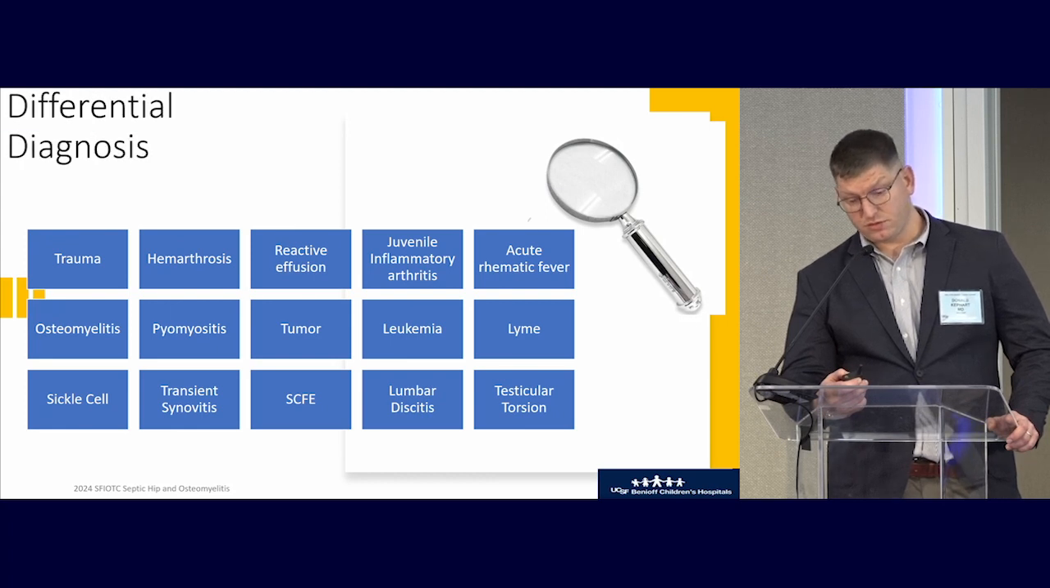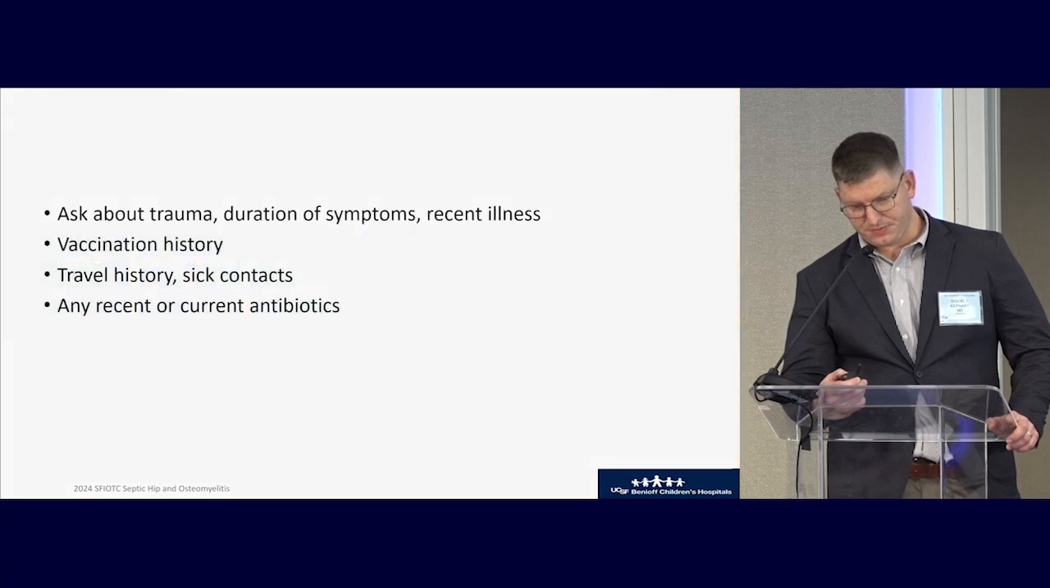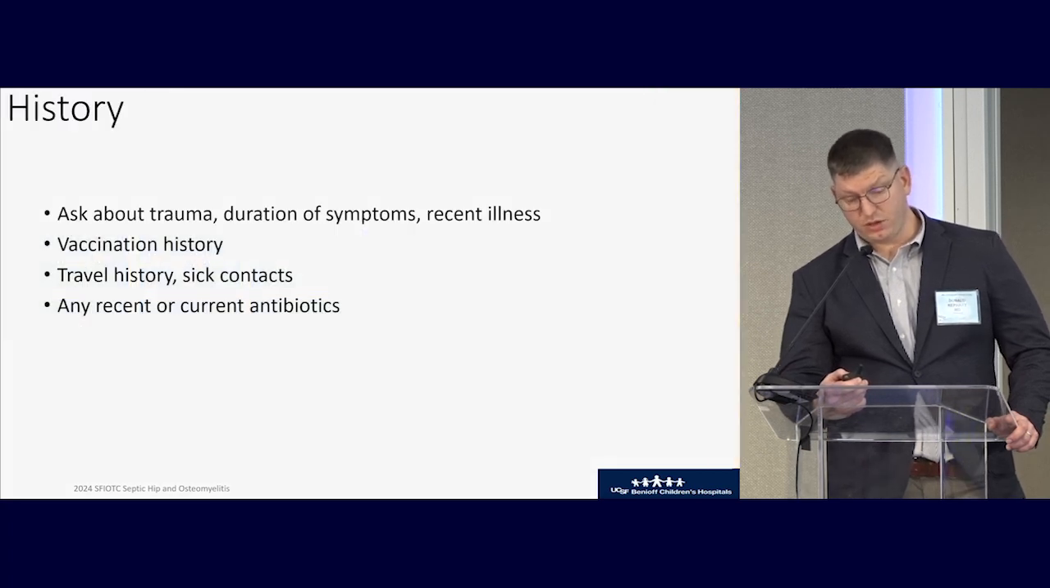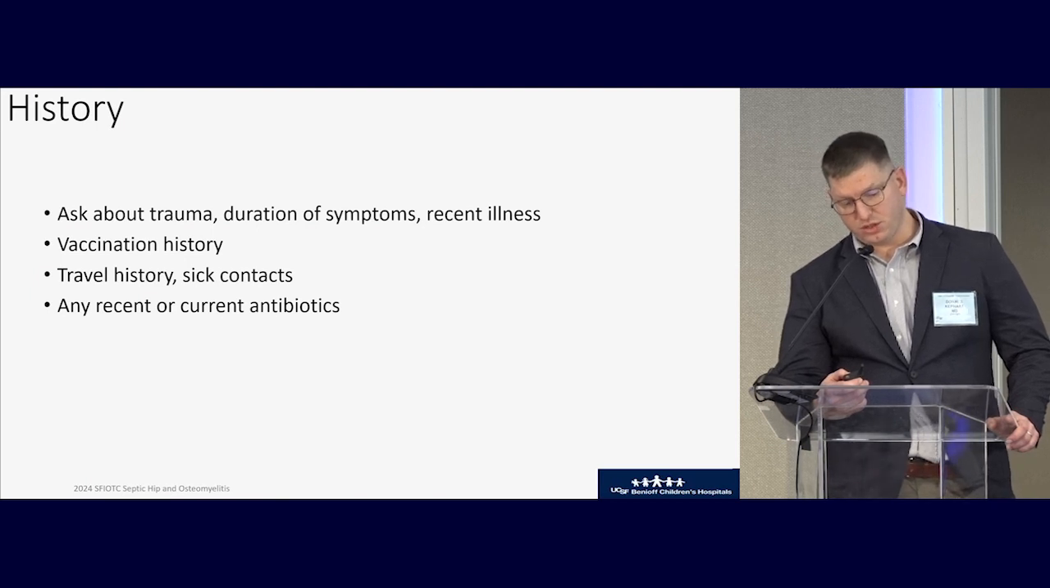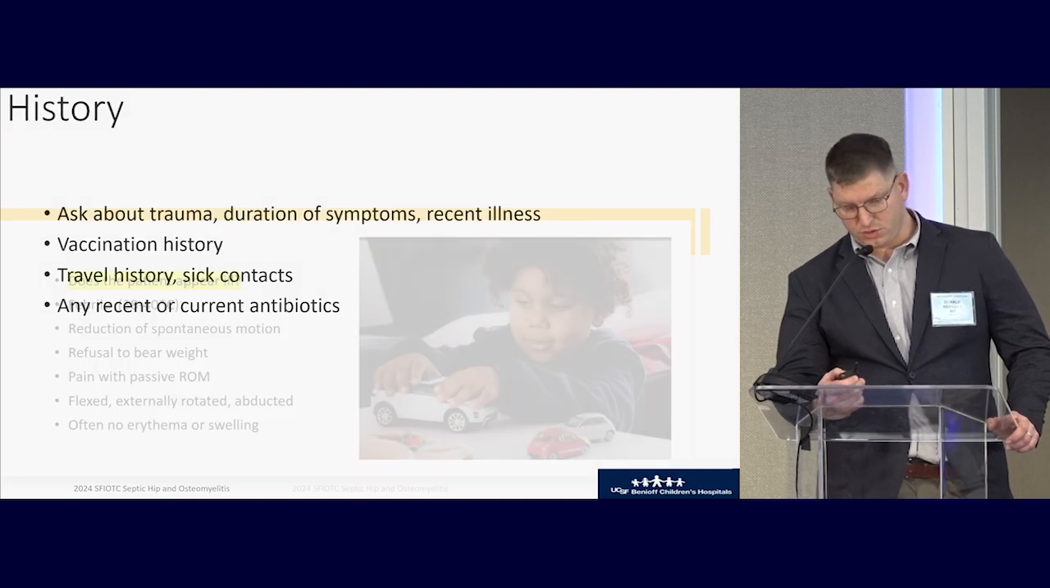The differential diagnosis for septic arthritis is broad, ranging from trauma, sickle cell crisis, SCFE, adjacent things such as lumbar discitis or testicular torsion, Lyme disease, inflammatory arthritis, malignancies. However, most commonly, we are trying to make a decision between transient synovitis and a septic arthritis. Take a history, ask about history of trauma, duration of symptoms, recent illness, vaccination history, travel history, sick contacts, or any recent or current antibiotics that may be masking symptoms or interfere with culture results.